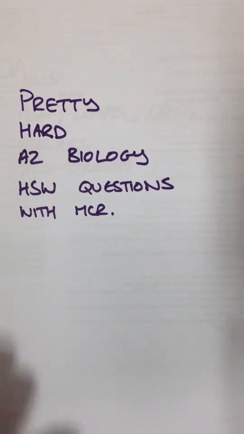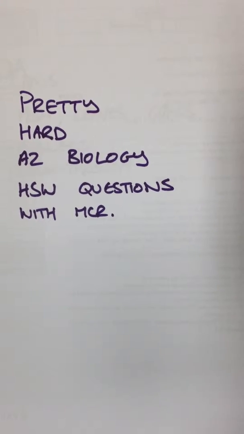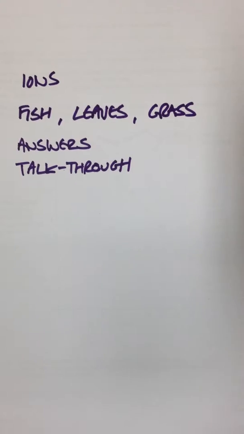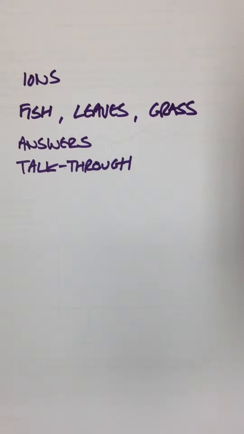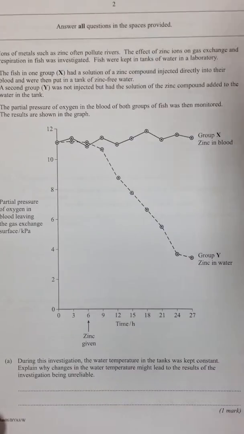Okay, so this is the first and possibly the last in a series that may be very embarrassing, but hopefully slightly helpful. We're looking at how science works questions, and this video is talking you through the ions, fish, leaves, grass question. So the question and the mark scheme are available on the Moodle, and here's the talk through.